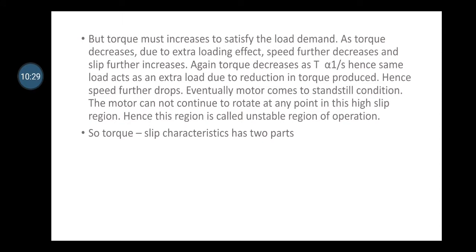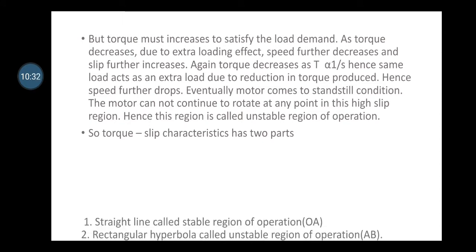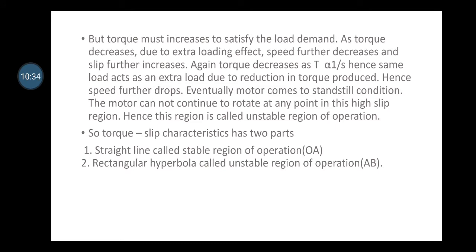So, the torque slip characteristic has two parts. The straight line, also called the stable region or low slip region, is from point O to A, that is OA, and the rectangular hyperbola is called the unstable region. In this region, the slip is approaching 1, from 0 to 1. So this region is also called the unstable region or high slip region.